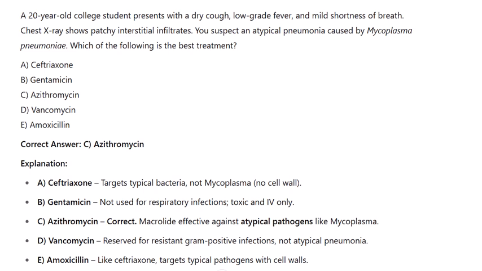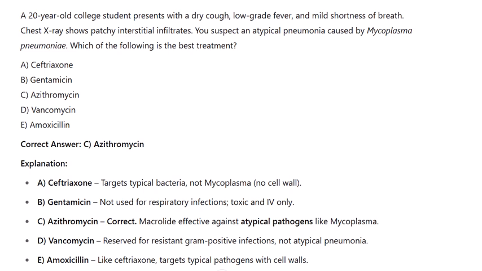A. Ceftriaxone. B. Gentamicin. C. Azithromycin. D. Vancomycin. E. Amoxicillin. Correct answer, C. Azithromycin. Explanation.